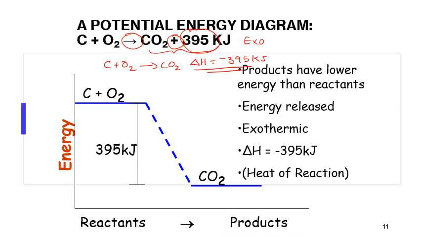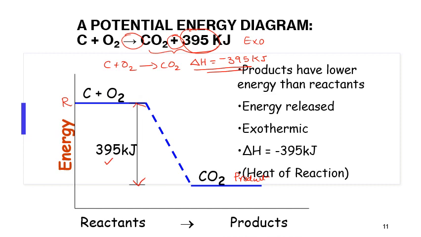How are you going to show that energy change, enthalpy change, in the potential energy diagram? So the reactants are here, carbon plus oxygen, and it is releasing energy, and it is going to form the product CO2 by releasing 395 kilojoules. So the difference between the reactants and the products, we will mark it as 395 kilojoules.